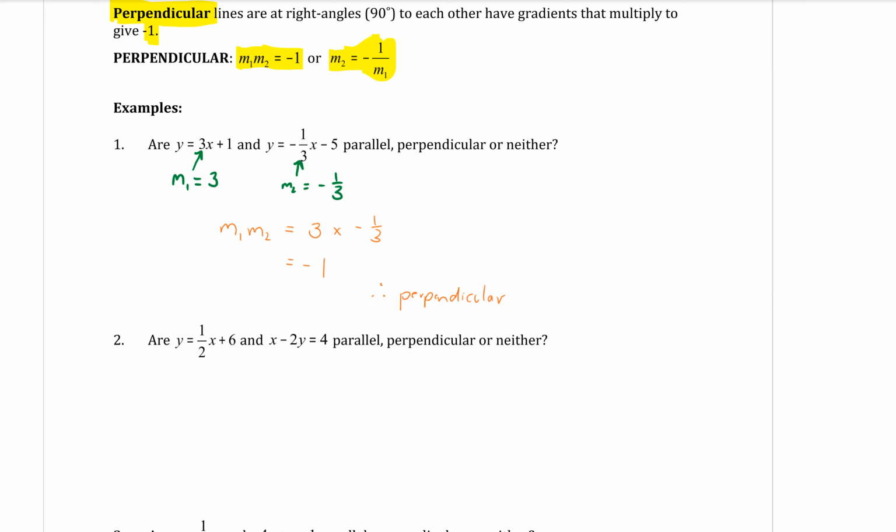Okay? So if the answer is -1, if you times the two gradients together and you get a -1, it means they're perpendicular. If you get anything else, it means they're going to be neither, because we've already ruled out that they're going to be parallel as well.